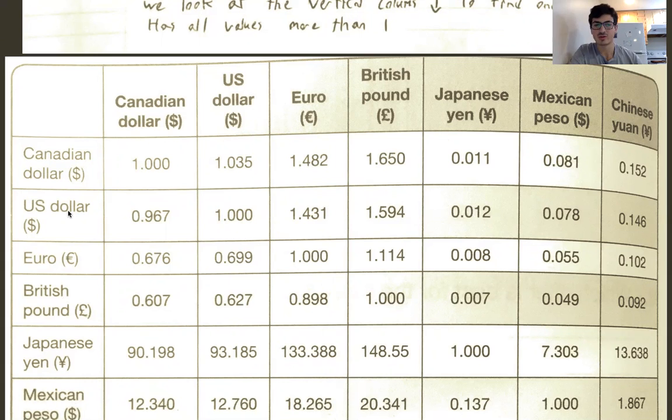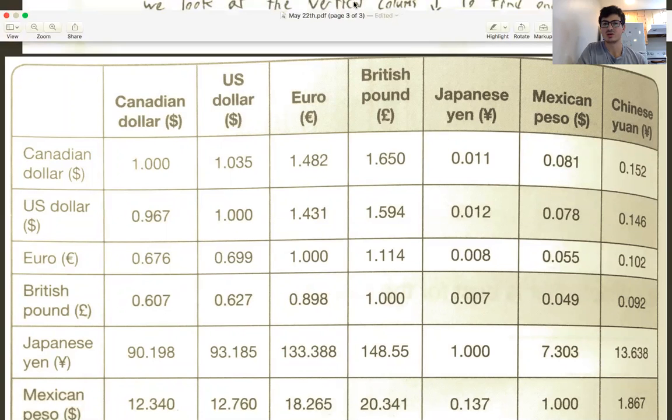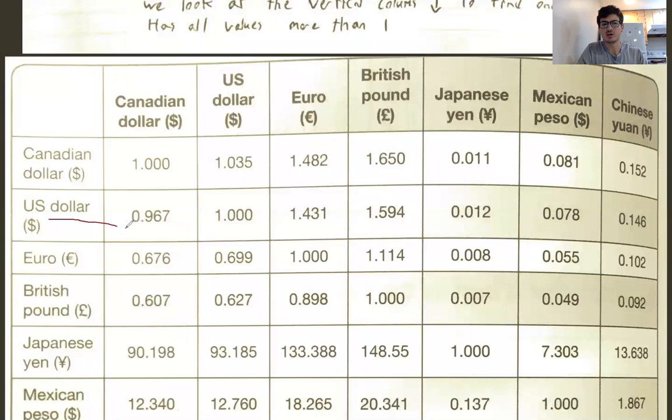So let's say we're converting from Canadian dollars to US dollars. So the unit we want is going to be US dollars. So we find that currency on the left vertical column. And then we want to keep that row. So let's see if I can highlight it here. So our value is going to be somewhere in this row. And the values in the table are actually going to be the conversion value. So I'll show you how to use that in a second.